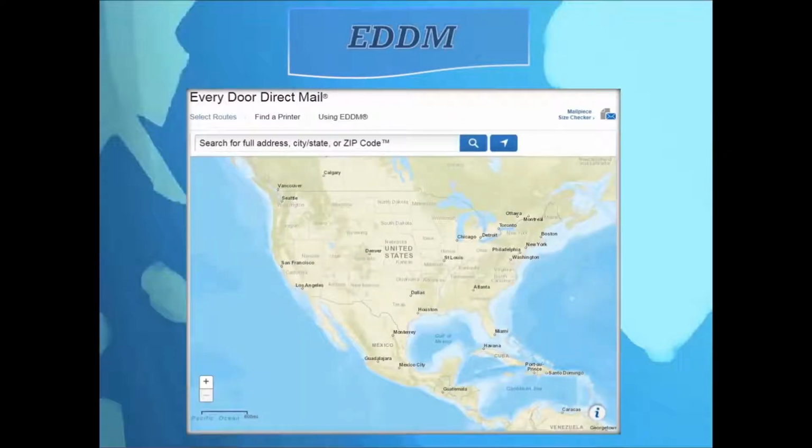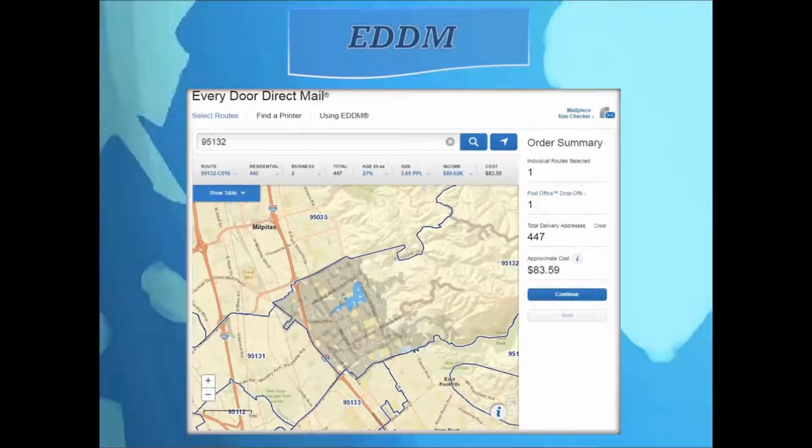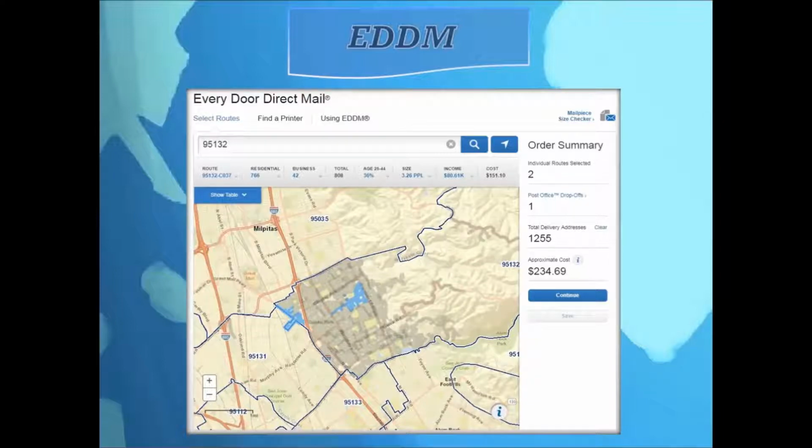On the website, you start off by entering your full address or just zip code. My zip code, 95132, covers a pretty large area. In this picture, I've selected a route that includes 447 addresses, and the total is $83.59. In this picture, I selected a second path, which leads me to 1,255 addresses, and the total now is $234.69.